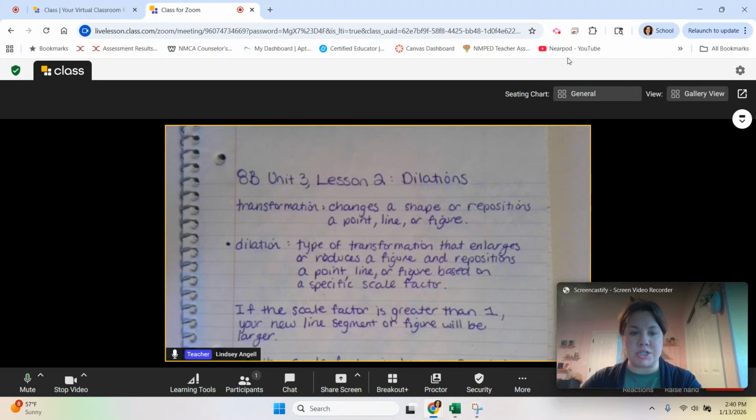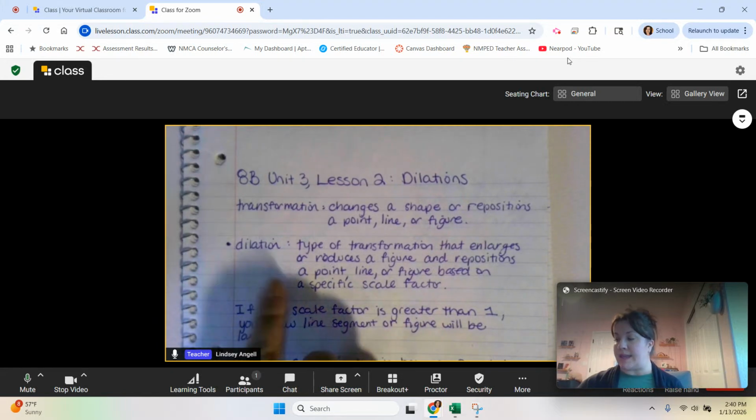Just as a reminder, transformation means changes to a shape or repositions a point, line, or figure. Okay, so it can change a shape or just reposition it. Today we're going to talk about a specific type of transformation, one that we haven't done yet. So far we've only focused on repositioning them. Today we're going to actually focus on changing the size, okay?